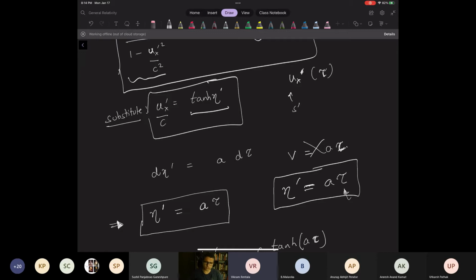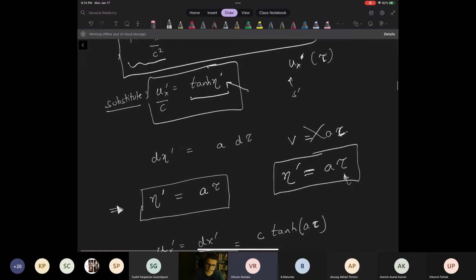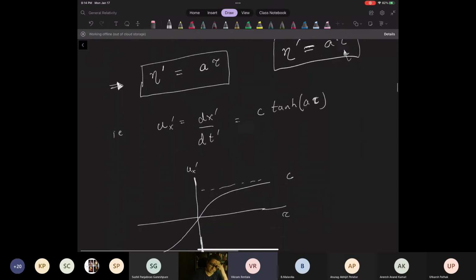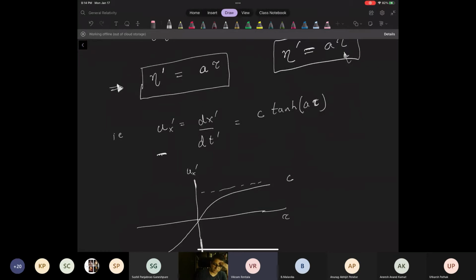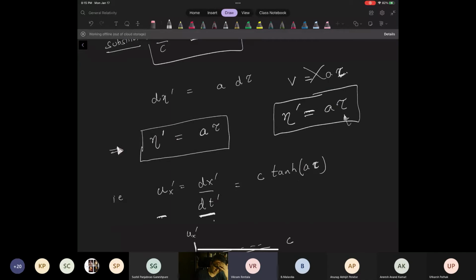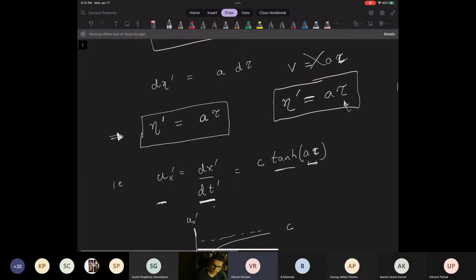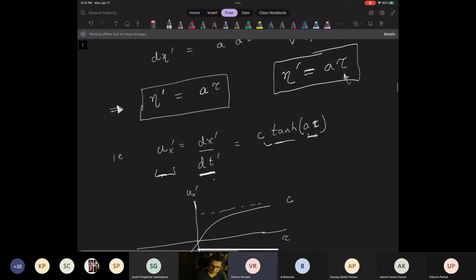And there's no problem with rapidity. Rapidity can grow as fast as you want. When eta goes to infinity, ux prime will approach c, so you will never exceed the speed of light as seen in frame S prime. In other words, if I write ux prime as dx prime by dt prime, then this quantity is just c times tanh of this rapidity, which is a times tau. So the speed is basically some tanh function.